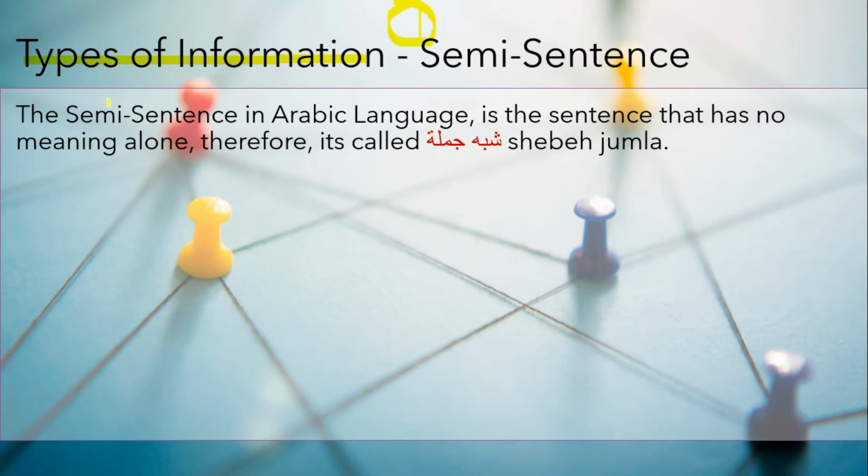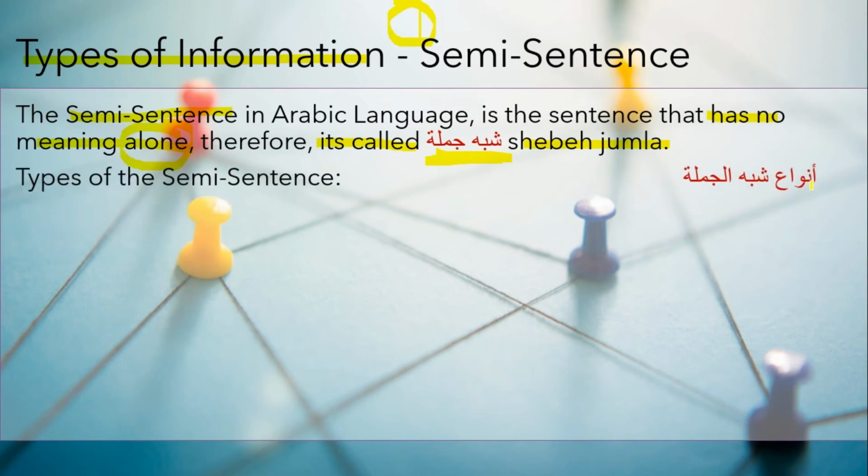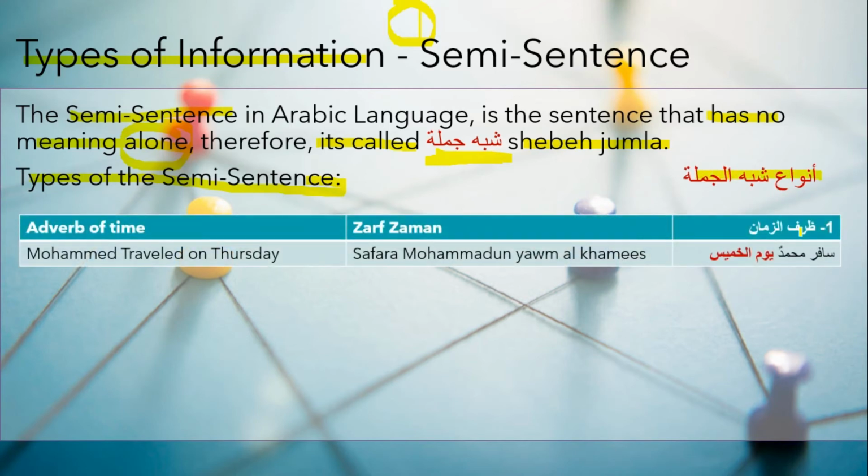The first type is the semi-sentence. As we can see in the definition, the semi-sentence in Arabic is a sentence that has no meaning alone. It can't stand alone. Therefore, we call it shibh jumla. It's not a sentence, but it's a semi-sentence, because only one element is missing for it to be a sentence. That element is the al-mubtada. So what are the types of the semi-sentence?